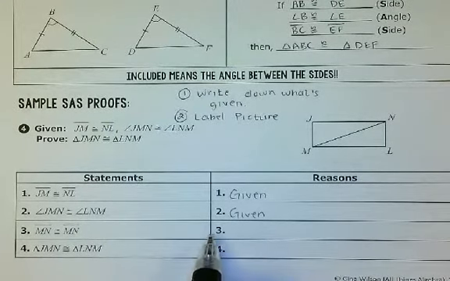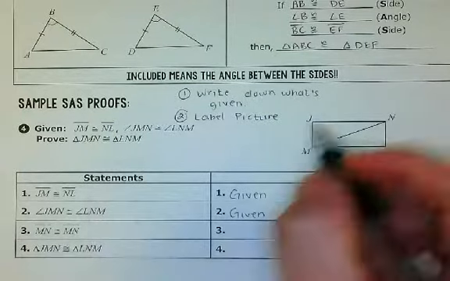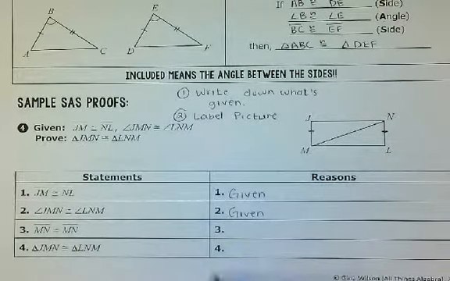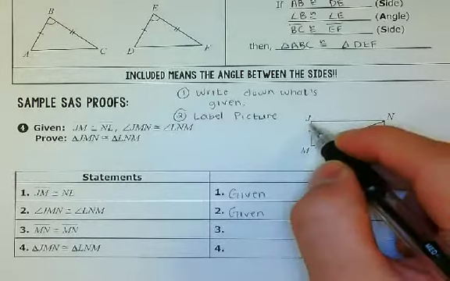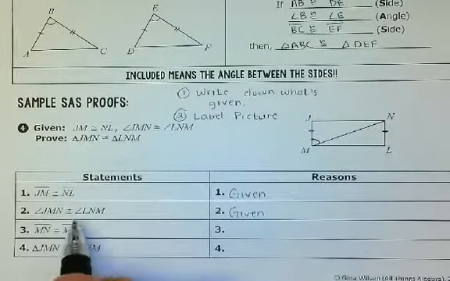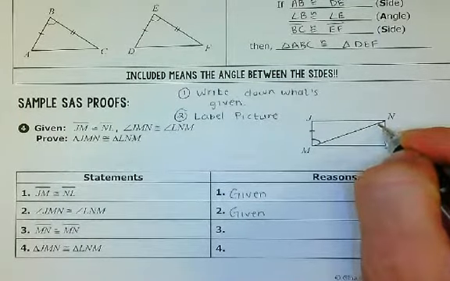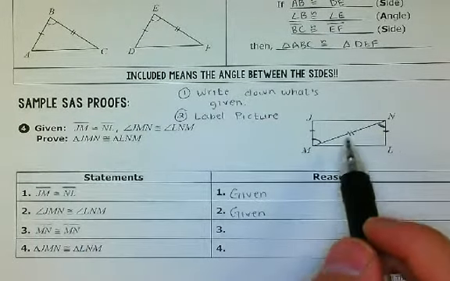So, we're going to come back to this in just a second. I want to make sure that we label the picture first. So JM and NL both get 1 little hash mark. And then angle JMN, here's JMN right here, gets 1 hash mark. And angle LNM gets 1 hash mark. And then we'll just go ahead and put 2 down for MN because it's the same thing.